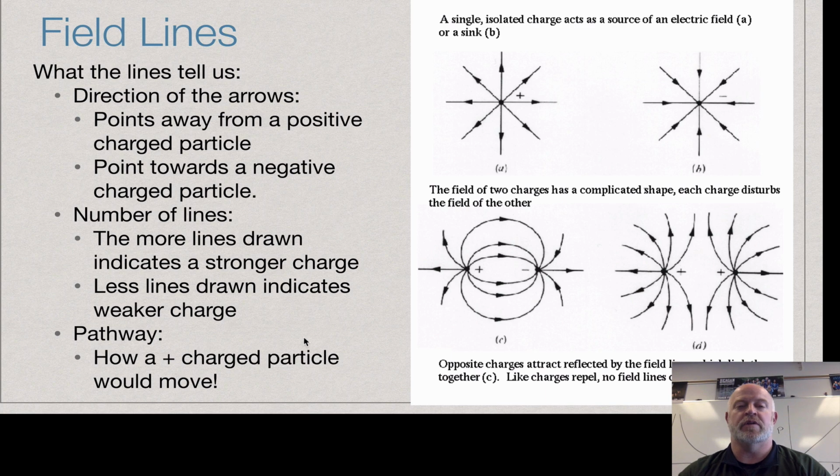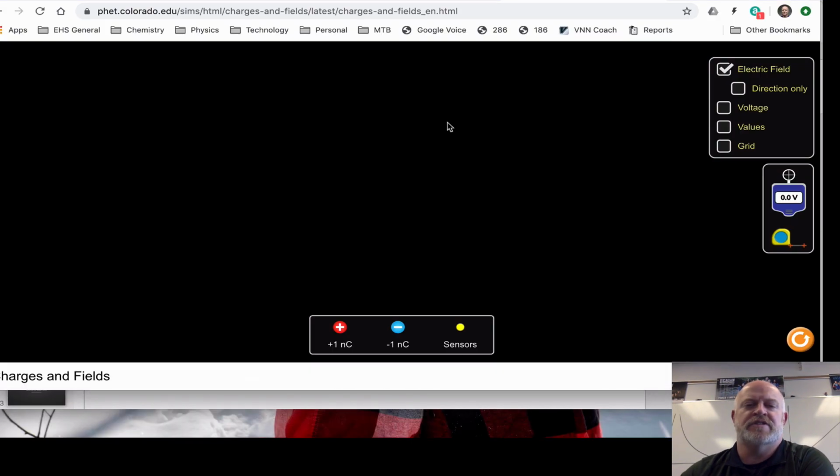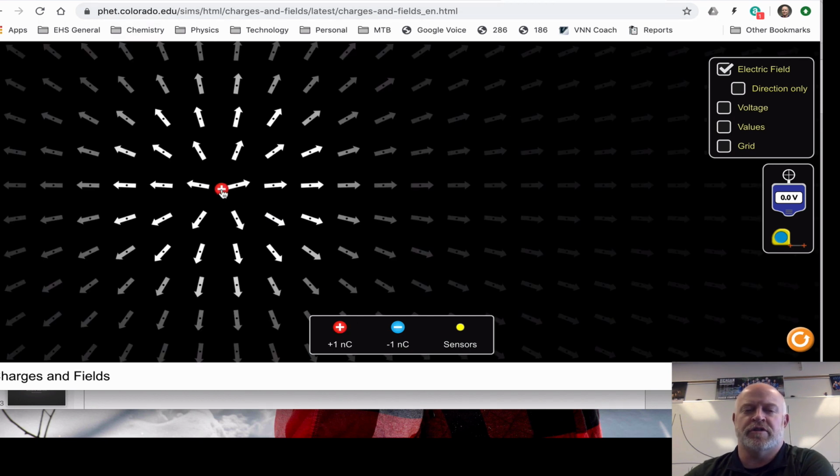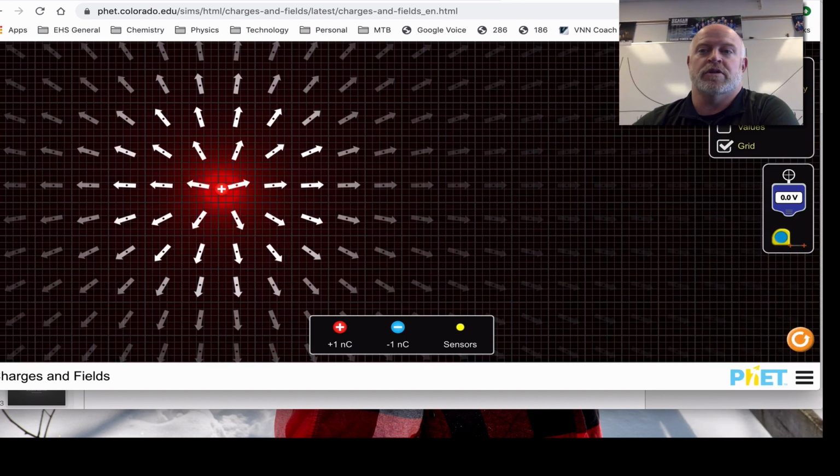Now we're going to go to a little applet for us to take a look at. This is done by PhET, which we've used before. I'm just going to put a positive charge particle in our field, and I'm going to put a grid up here so we see that gridded out. And I'm going to put some voltage in because this looks cooler. Then we're going to see what's going on here.